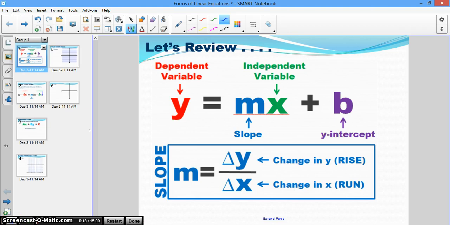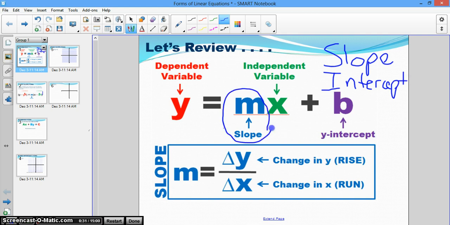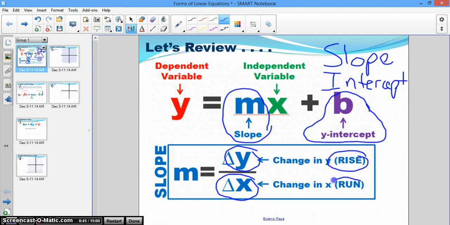First of all, we have slope-intercept equations. The important part of this equation is the m that stands for the slope and the b, the y-intercept. And remember that we calculate slope by saying the change in y over the change in x, or rise over run.